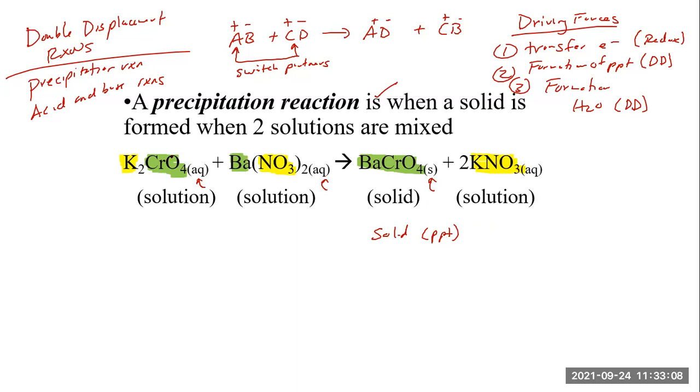This is also a double displacement reaction. This is potassium chromate. That's a positive negative guy. That's barium nitrate, which is also positive negative. And what happens is these two positive guys switch partners. So we see that the potassium goes with the nitrate on the other side. The barium ends up with the chromate on the other side. And again, it's really a double displacement reaction, the big classification, but it's also more specifically classified as a precipitation reaction because a solid was made as a result of those two solutions being mixed.